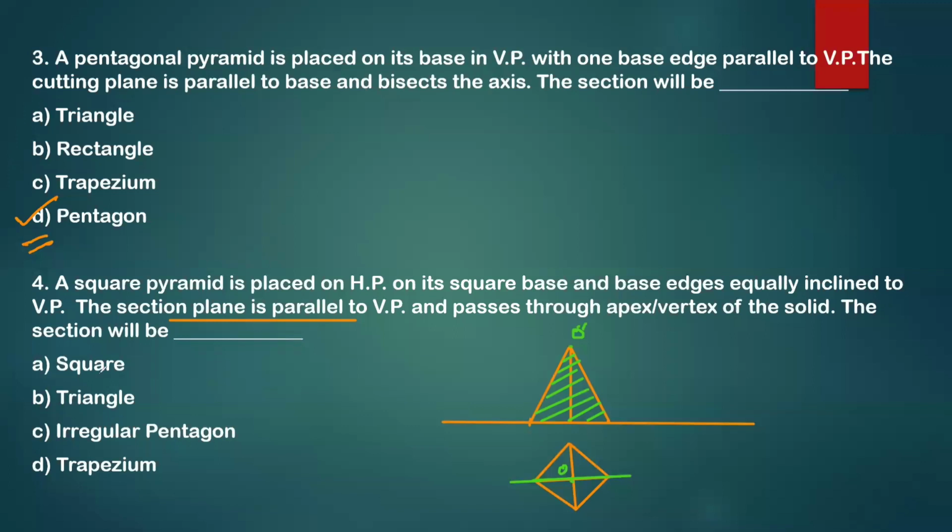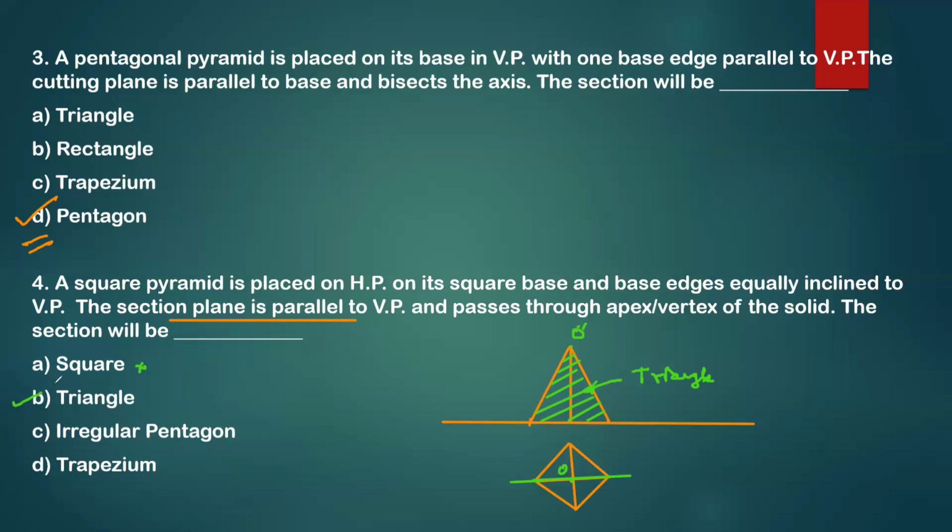First one, square, it's not possible. The triangle is correct, because we are able to see that whatever the section portion is, we are getting a triangle. So here our option will be the correct one. The correct answer is B.